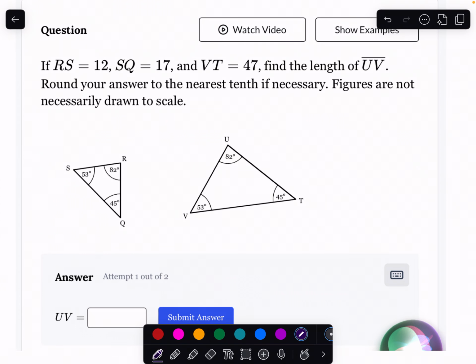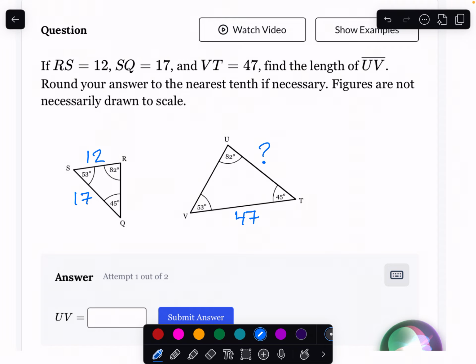And if you wanted to do this on your own, of course you have to do it on your own. I would only draw the parts that are necessary on my paper, or if you can see it in your head, good job for you. I can't. So let's see, RS is 12, SQ is 17, VT is 47, and I want to know UT.